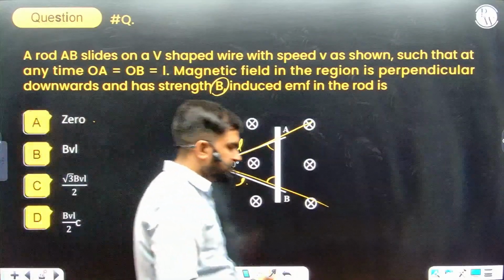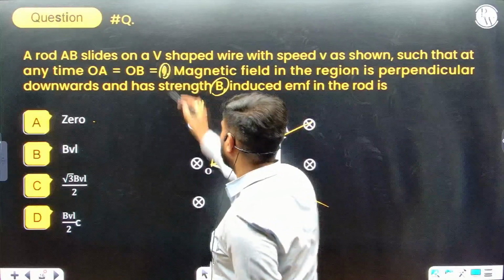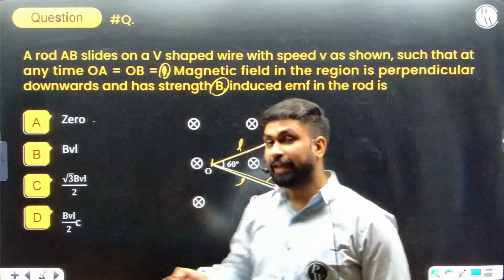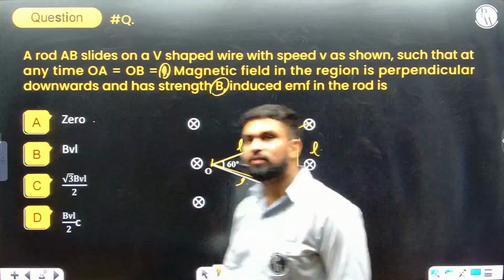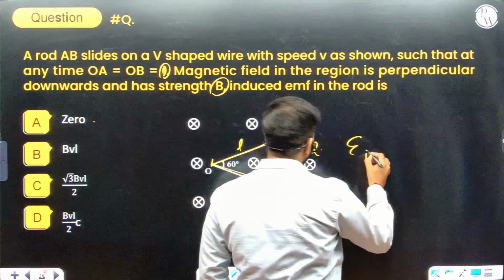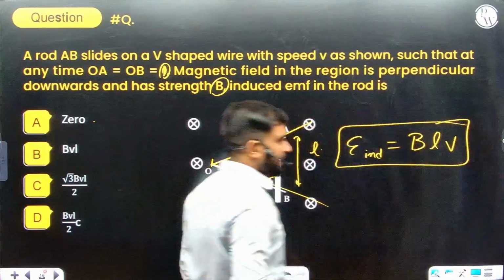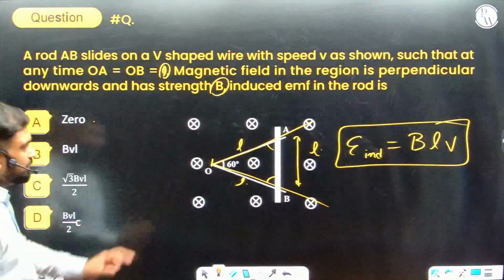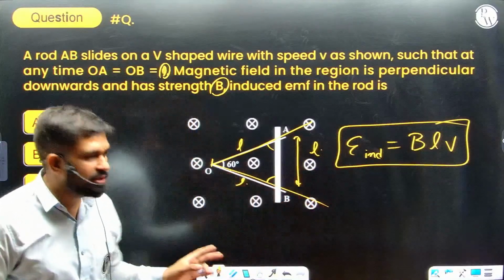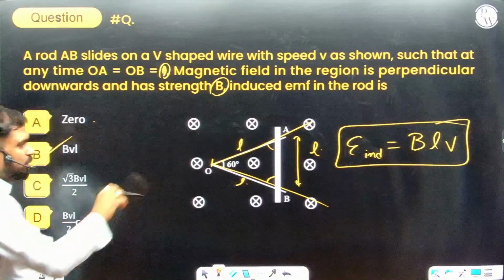So how do we find it? Sometimes the length is L. If it is equilateral, can you tell me what is the length of this wire? L only, because it's equilateral. So if the length of the wire is L, what will be the induced EMF? BLV. That's it. I need not worry whether it is placed on a wire rail, inside a loop, or what. If a wire is in motion, and the length is L, the magnetic field is B, and velocity is v, the induced EMF will be simply BLV. Need not worry about anything else.